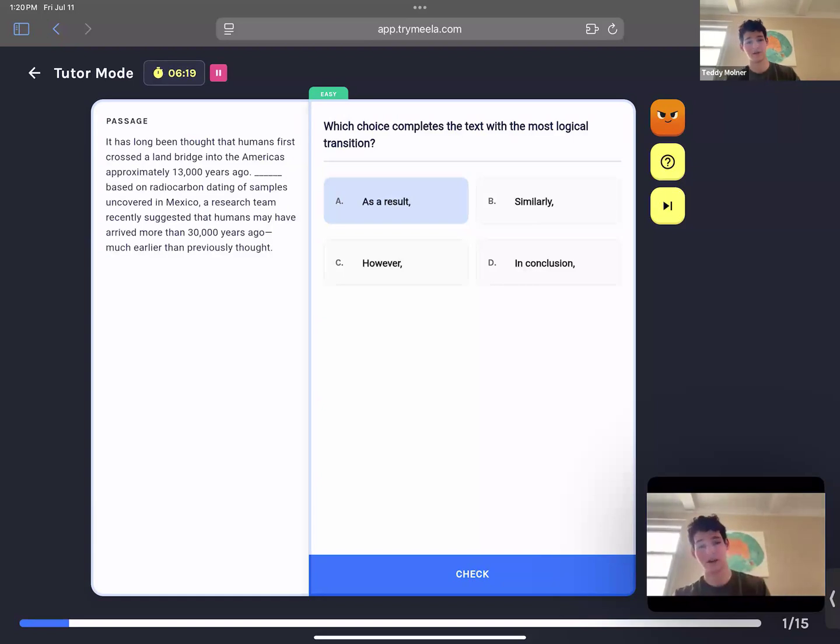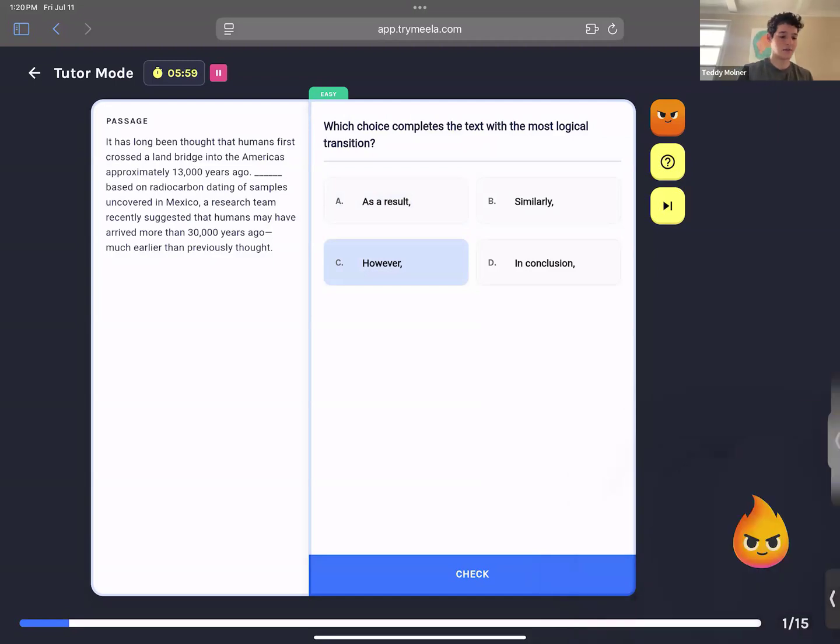It's just a key word here. This is conflicting information, which means one does not follow from the other. We're not thinking about a box and an arrow pointing to the next box. We're thinking about two boxes and an arrow in between them. So the word we use for that is however, right? This is true, but this is also true. You know who else can explain that to us is MEELA.